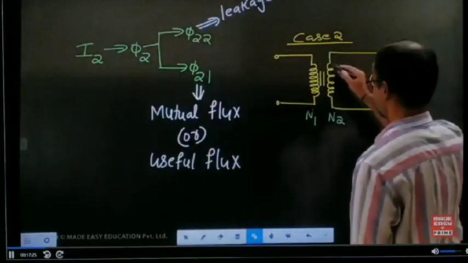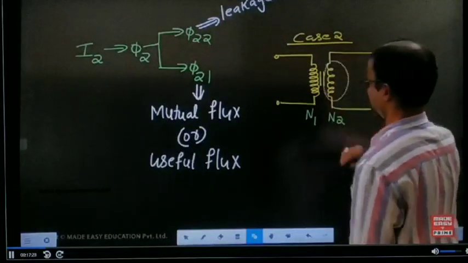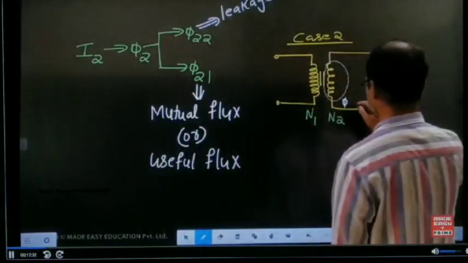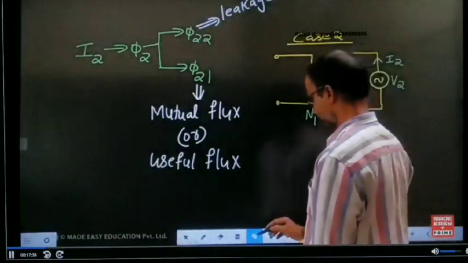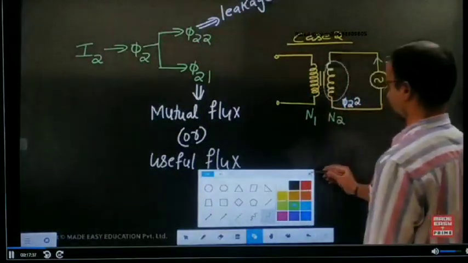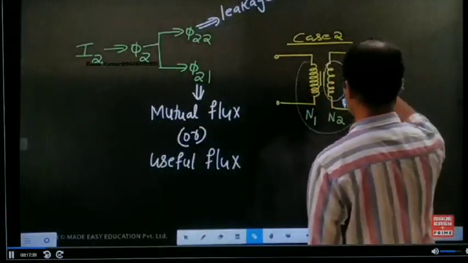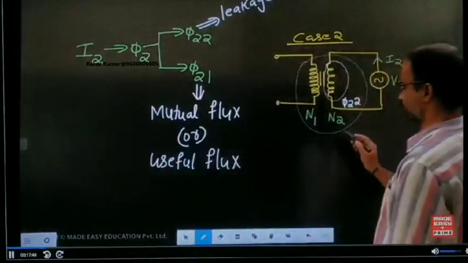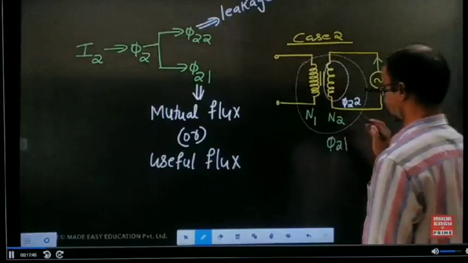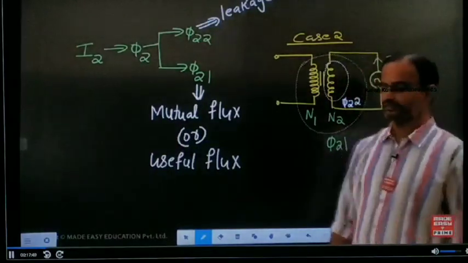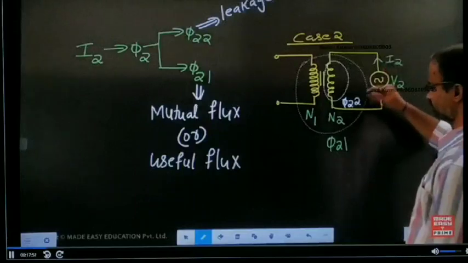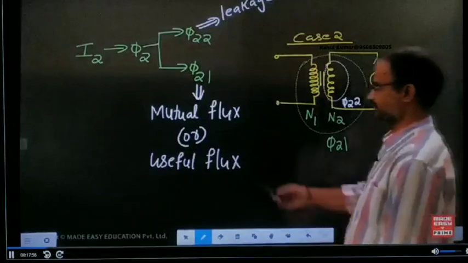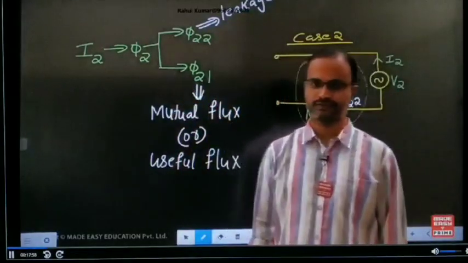The flux circulating around its own inductor is called a leakage flux. For this one, give the name phi 22. And the flux circulating around the first inductor as well as the second one is called the mutual flux. Then, corresponding to the second inductor, phi 22 is linking and phi 21 is also linking. Now the sum of these two fluxes equals phi 2.